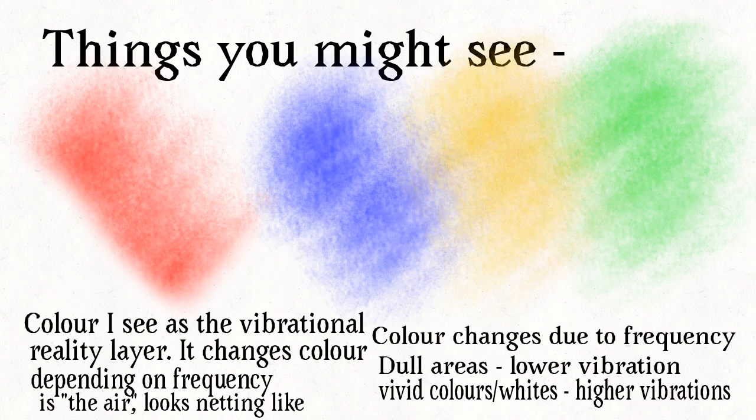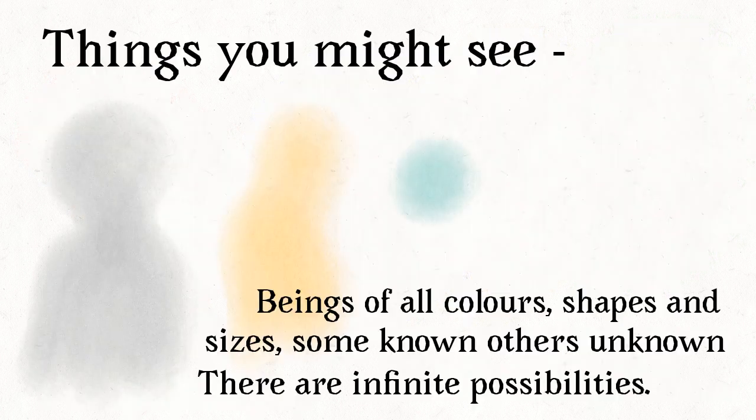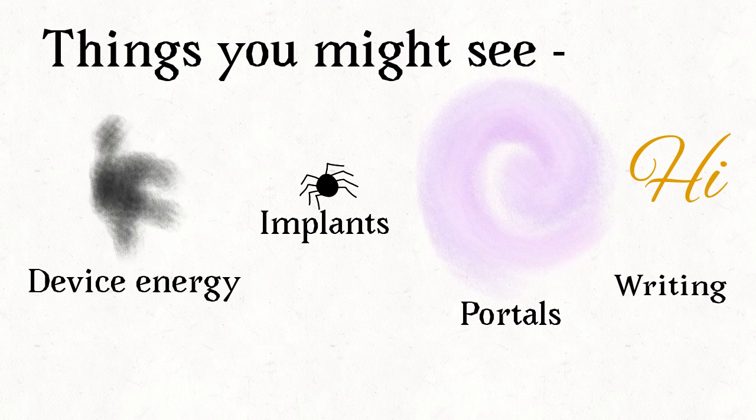The background color or the color of the air that I see is generally red. However, during different processes, the background color or air changes different colors. You might also see beings of all shapes and sizes and different colors. There are truly infinite possibilities. Other things you might see include device energy, mechanical implants, portals, writing.